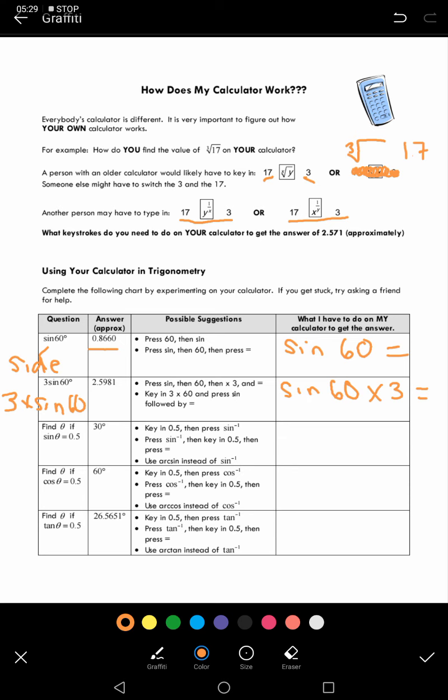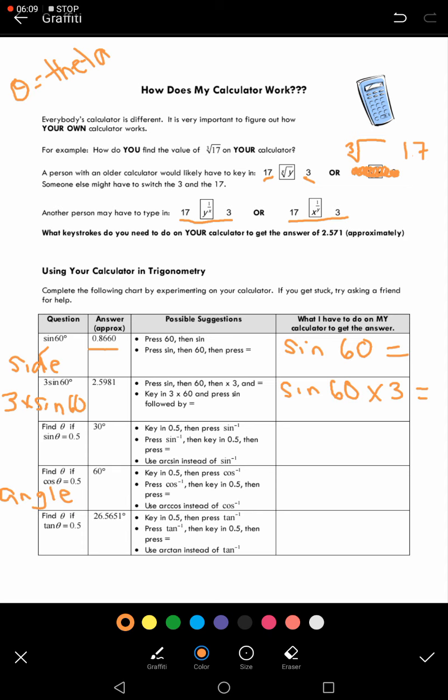Okay, next one here, it says find theta if sine theta equals 0.5. So this is where it gets a little bit more complicated. Again, that little symbol there, it's not super important that you know, but that's what we call theta. I'll write it on the top here just so I have a bit more room. Theta is basically a variable. It just stands in the place of an angle measurement. So when we have a question like this, we are trying to find an angle.